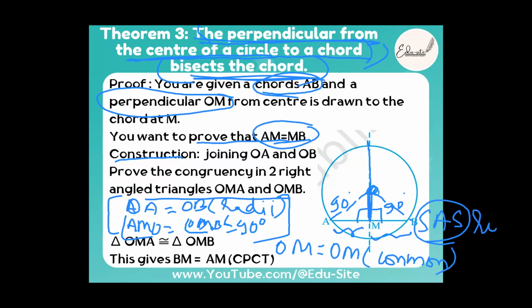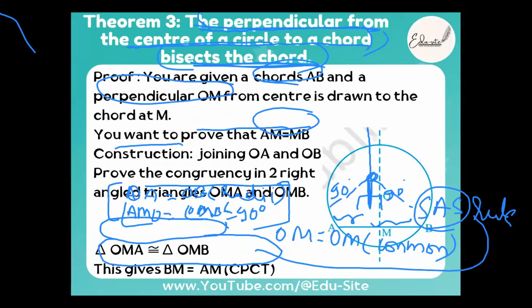SAS postulate. From the SAS ruling, what we can prove here is that these two triangles are congruent. If these two triangles are congruent, then there applies a ruling called CPCT, corresponding parts of the congruent triangles. Understood? Okay, so BM is equal to AM. That's what we are going to prove.